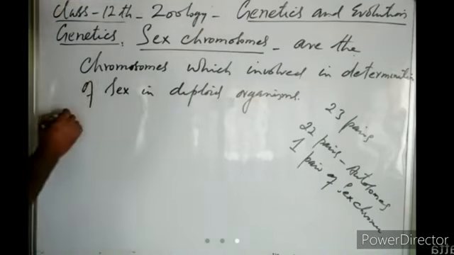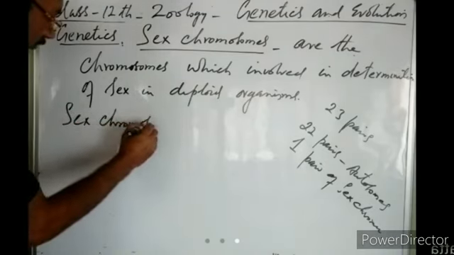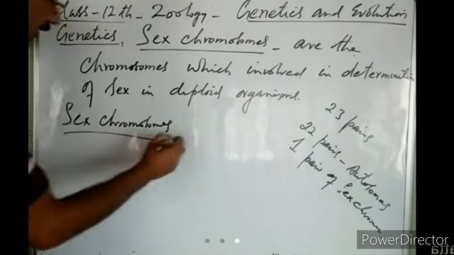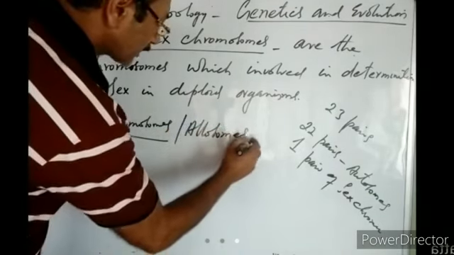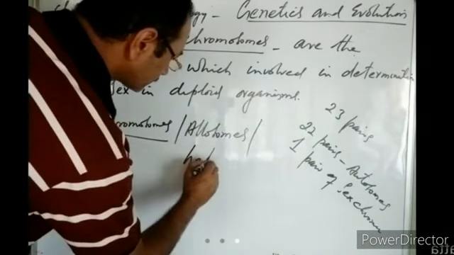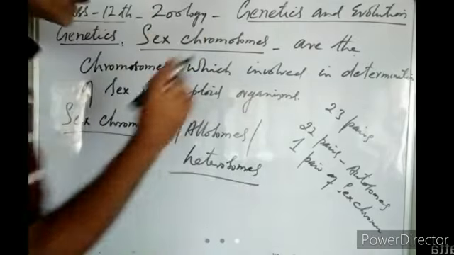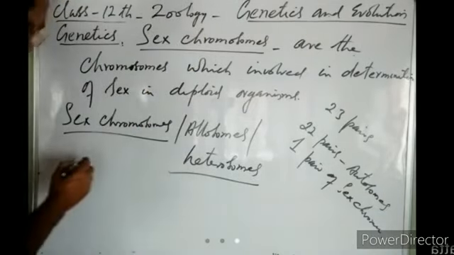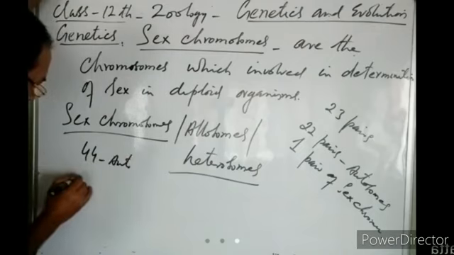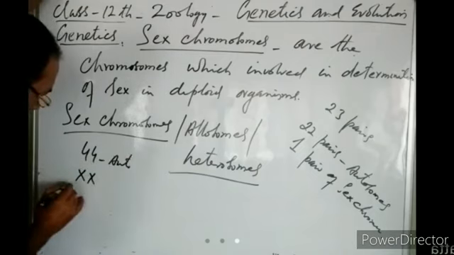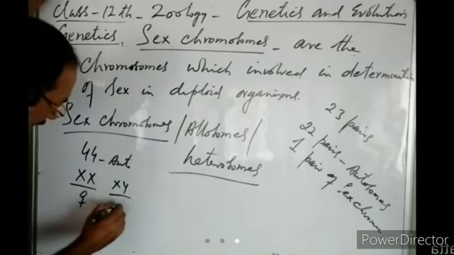These sex chromosomes are also known as allosomes, or they are also known as heterosomes. So in case of human beings, we have got 44 autosomes, and we have got one pair of sex chromosomes: in females as XX and in males as XY, right?